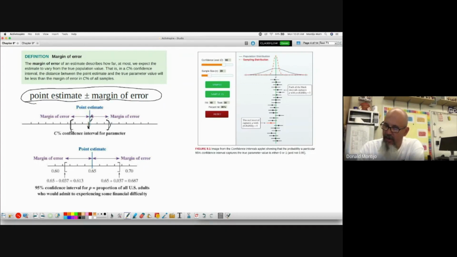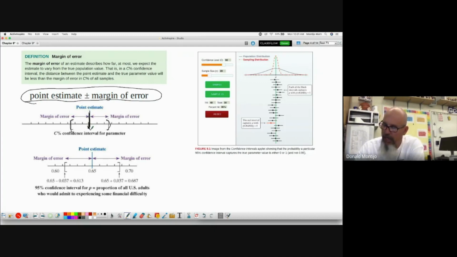The center of every single confidence interval is always the estimate. The estimate is smack dab in the middle of every single interval. The margin of error is added and subtracted from that estimate to calculate our entire confidence interval. So every single confidence interval is made the same way.